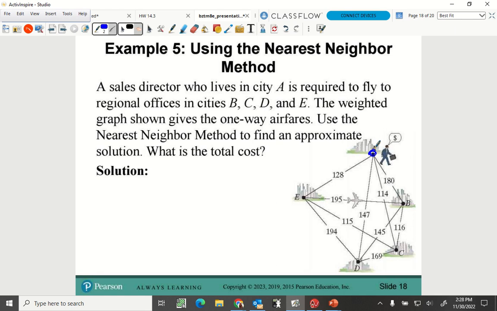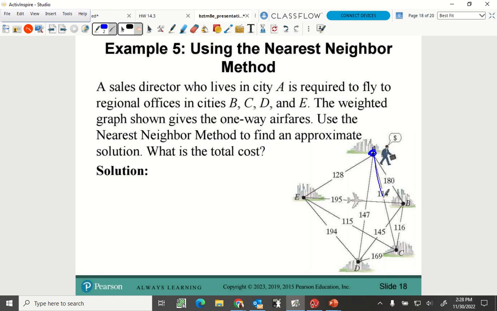So, if I'm starting at A, which way should I go first? Should I go to B? Should I go to C? Or should I go to E? Or D? Which one? C. Why C? Because it's the lowest cost. Here's 180, 114, 147, 128. You want to take the smallest value all the time.